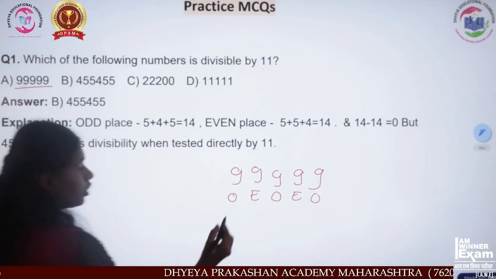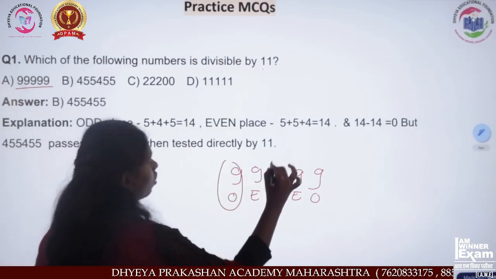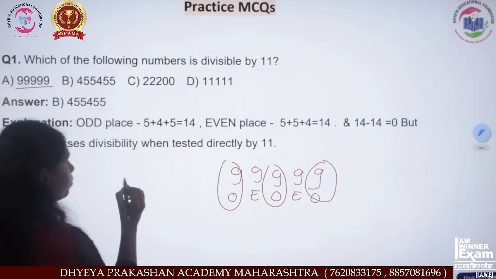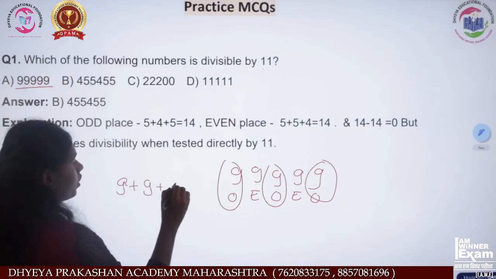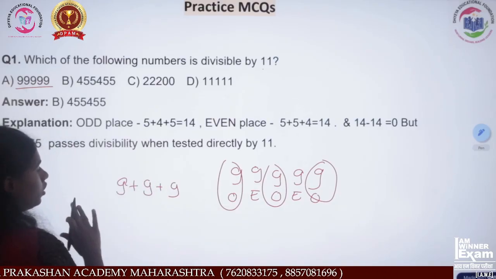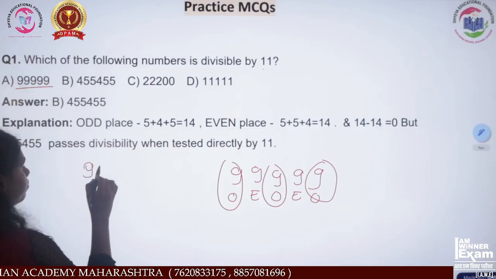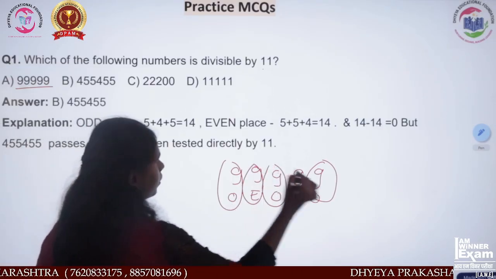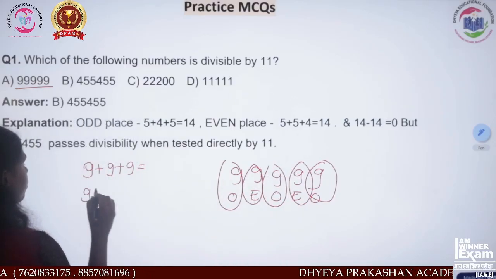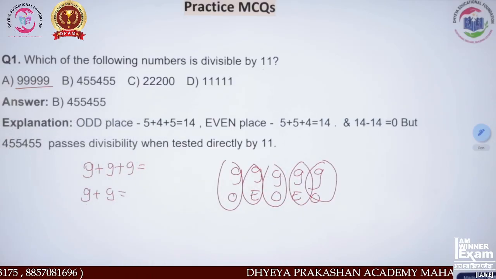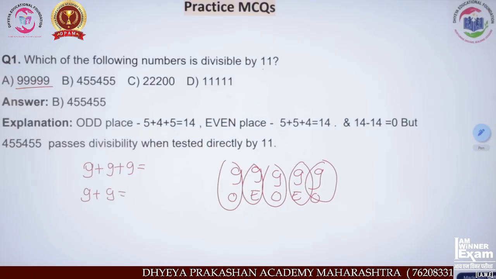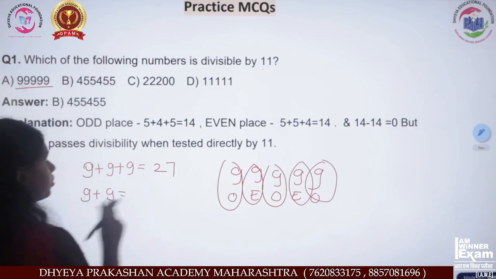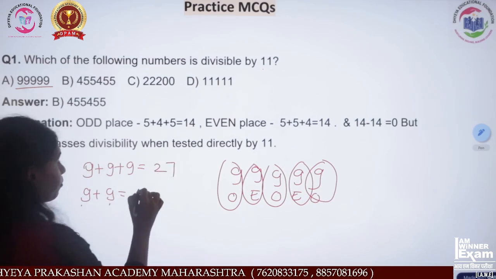Now you will just separate the odd ones, odd, odd, odd, and you have to add these numbers. Then the even numbers, these two, 9 plus 9. So now you have to add 9 plus 9 plus 9, and you will get 27, and 9 plus 9 you will get 18.